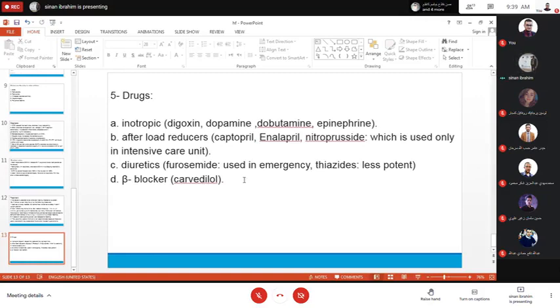So any patient with heart failure that you see next year, inshallah, in the sixth ward, you will see that we put him on anti-failure measures, including digoxin, captopril, and the diuretic furosemide. This is the full anti-failure measure for patients with heart failure, plus or minus enalapril or carvedilol.